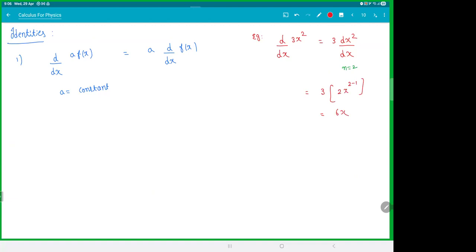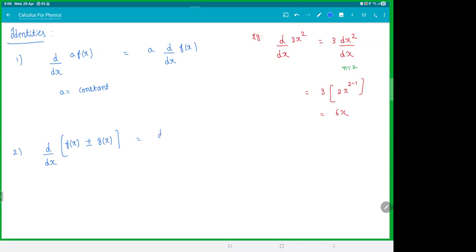So if you have a constant into a function, push the constant outside and then differentiate it. The second identity. If you have d by dx of a function f of x plus or minus g of x, so f of x and g of x are simply two functions. Let the variables be x and y, like f of x and g of x.